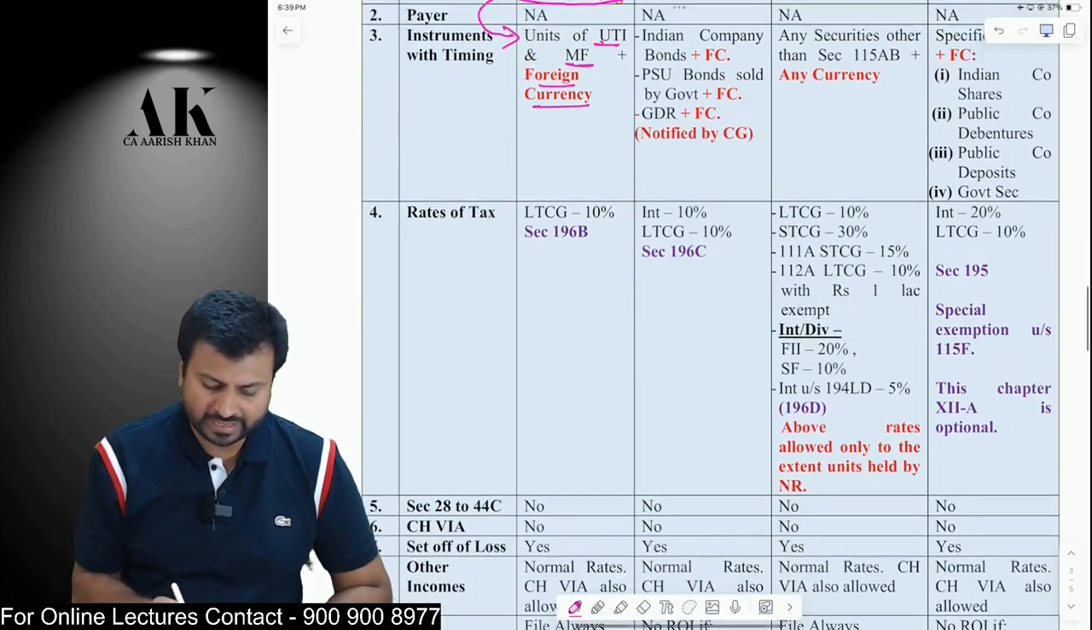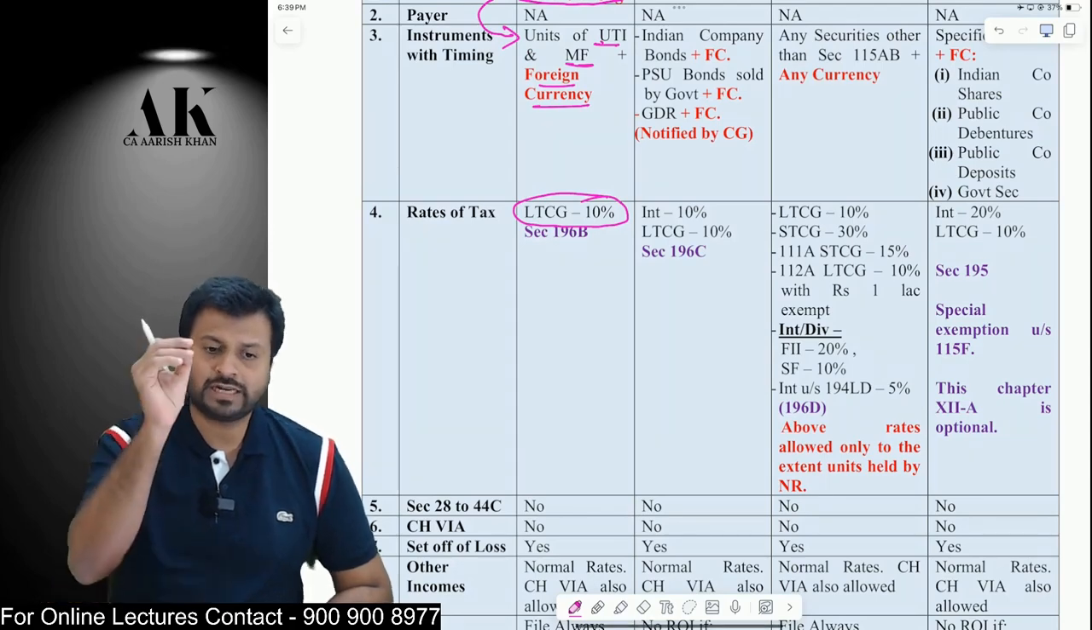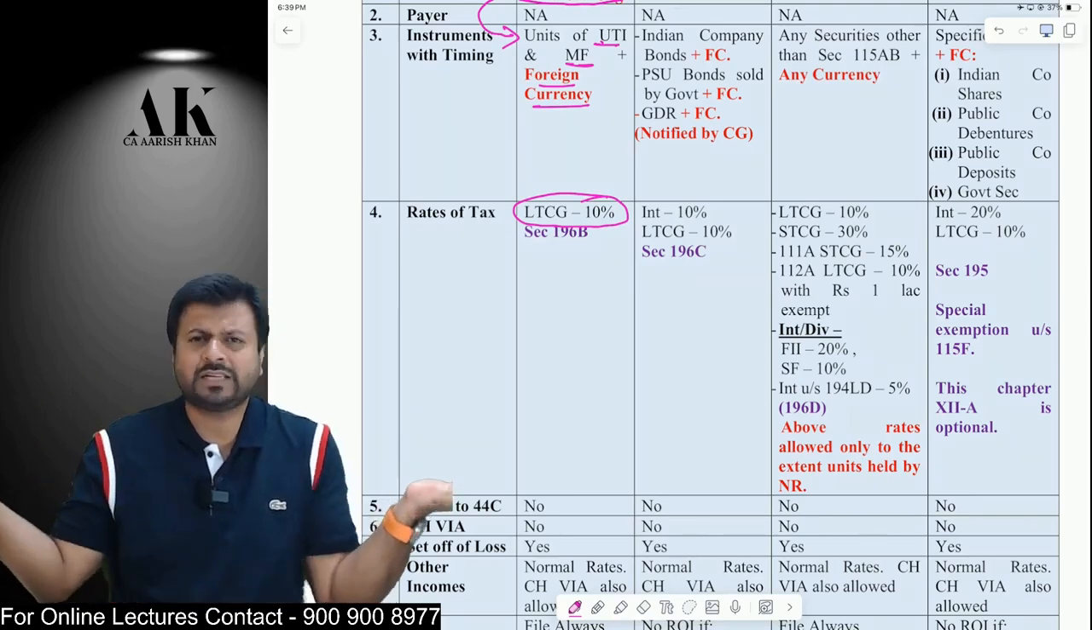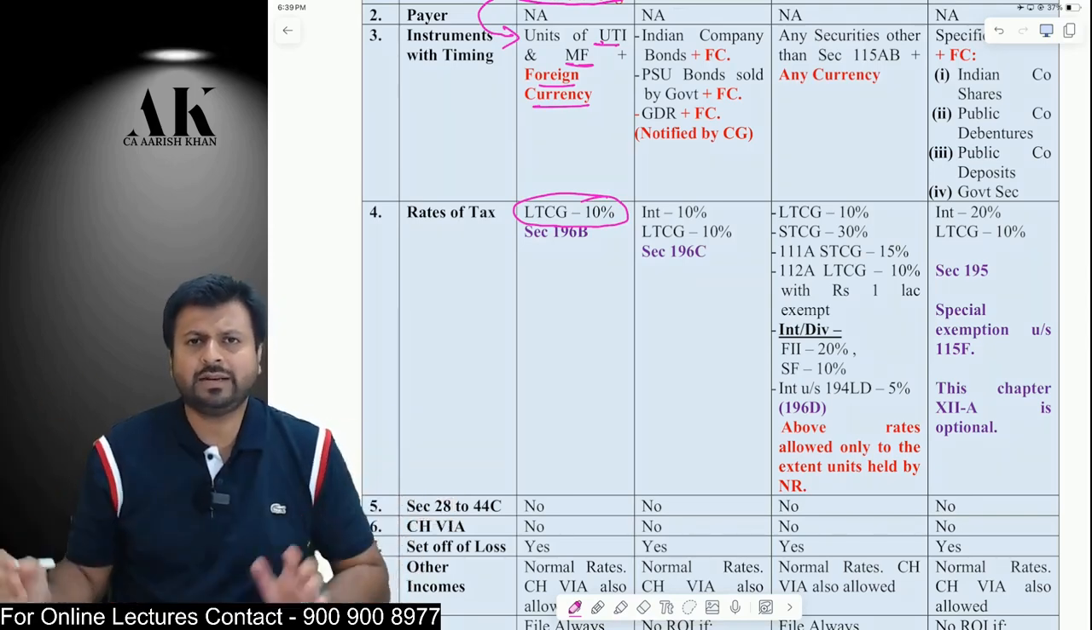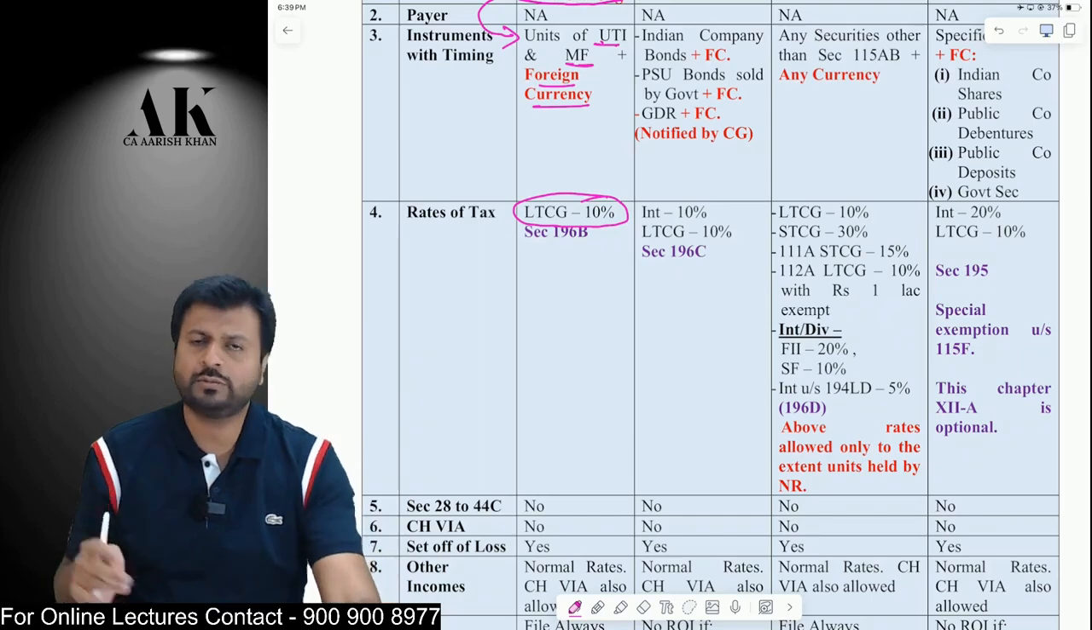Okay. Now rates of tax. How much tax will be charged? Long-term capital gains will be charged at how much rate? It will be chargeable at 10% only. And what about short-term capital gains? Short-term capital gains will be chargeable at normal rates. For short-term capital gains, there is no separate section given over here. This section only talks about what? Only long-term capital gains.